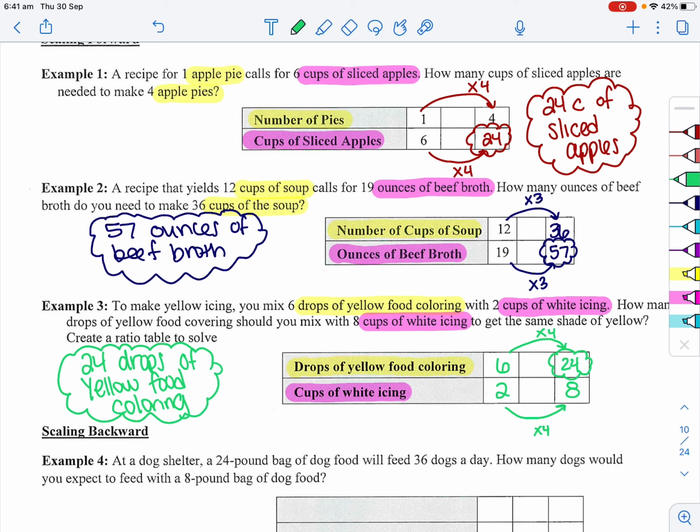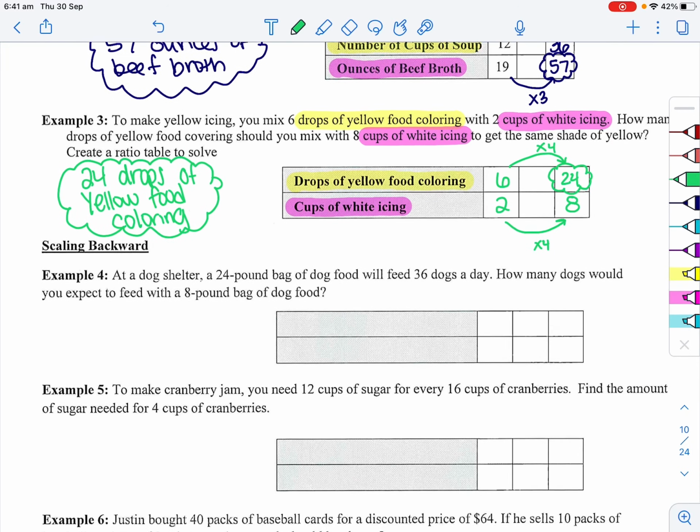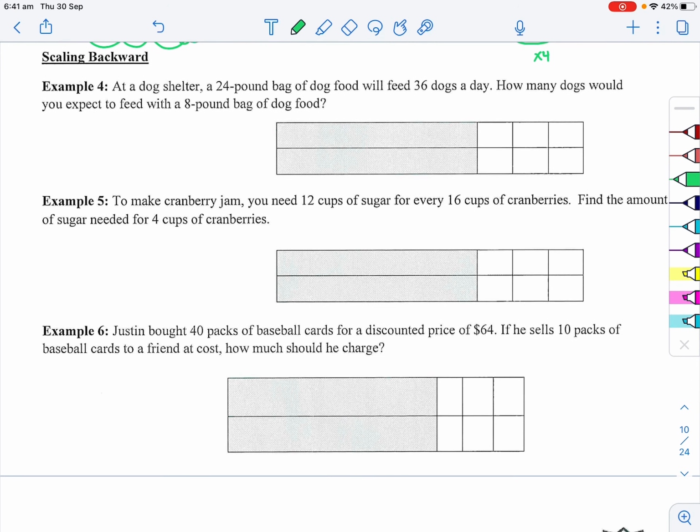This was scaling forward because I was multiplying to get from the first set of numbers to the last set of numbers. Now we're going to talk about scaling backward. Scaling backward means that we're going to end up dividing to get our answer.